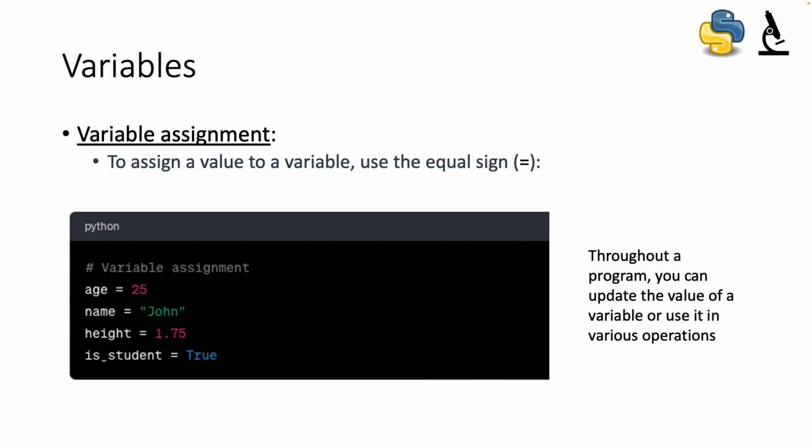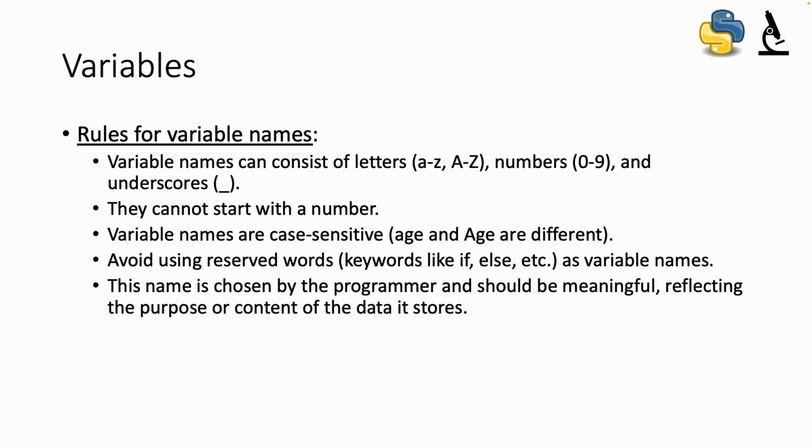So what are the rules for naming variables? Variable names can consist of letters, lowercase and uppercase, numbers, and underscores. And they cannot start with a number. They are case sensitive, so a variable named age with a small a is different from the variable Age with a big A. And you should avoid using reserved words, for example, if, else, and so on. This we will cover in future videos.